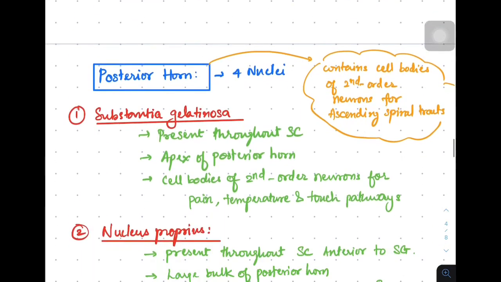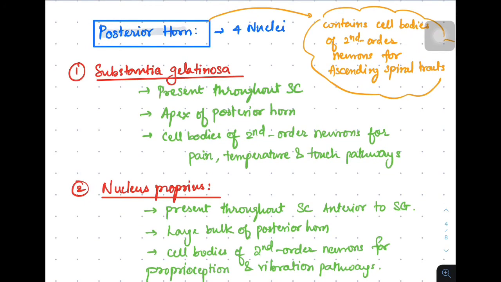Okay, now we'll talk about the posterior horn. We said earlier that the posterior horn consists of 4 nuclei, and this posterior horn contains mainly the cell bodies of second order neurons for the ascending spinal tract. Ascending spinal tract carries the sensations from the periphery to the brain. So the cell bodies of the second order neuron are found in the posterior horn. I'll be explaining what the first order, second order and other orders of neurons found in the spinal tract are in my later videos. So stay tuned for that.